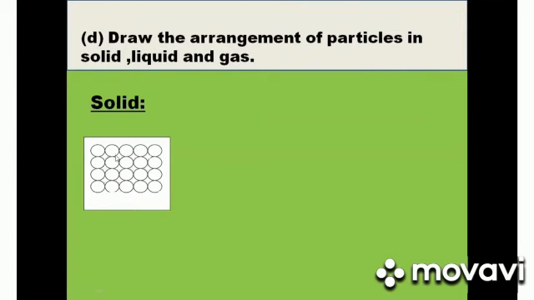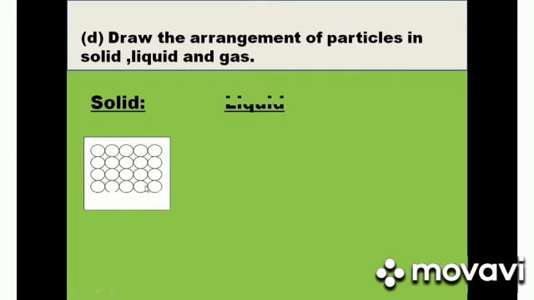Just look at the arrangement of the particles in solid. Now you need to draw small circles. Particles means you can draw atoms, molecules, whatsoever, but you can take small particles like a small circle. You need to draw the particles close together, and there should be very little space, as you can see. There are very few or no spaces between the particles.